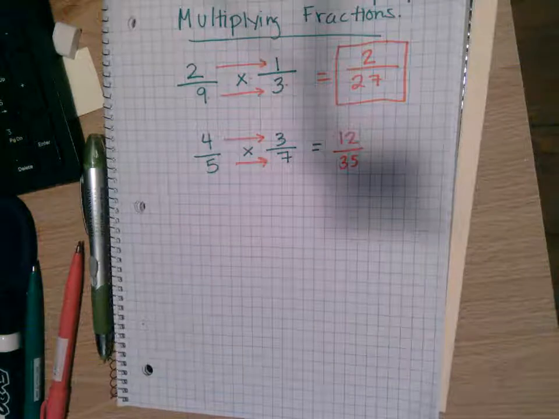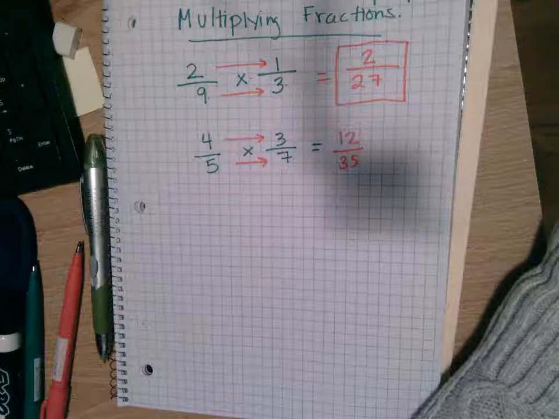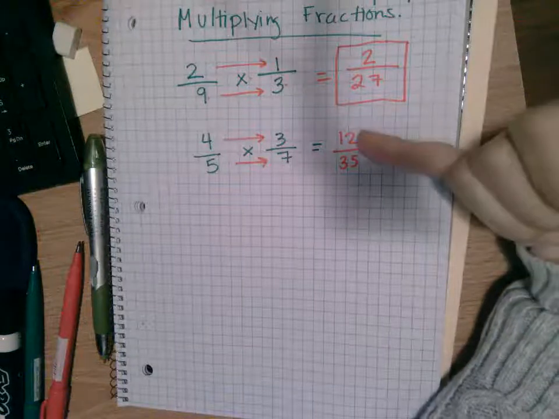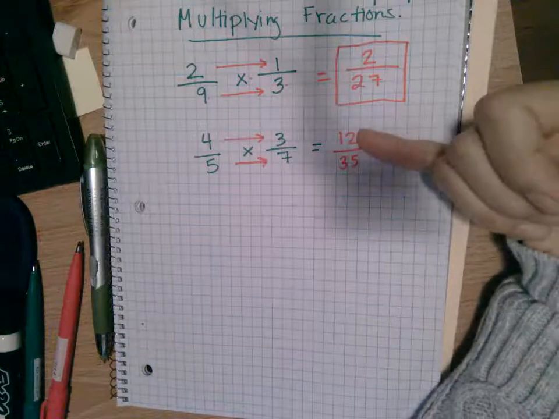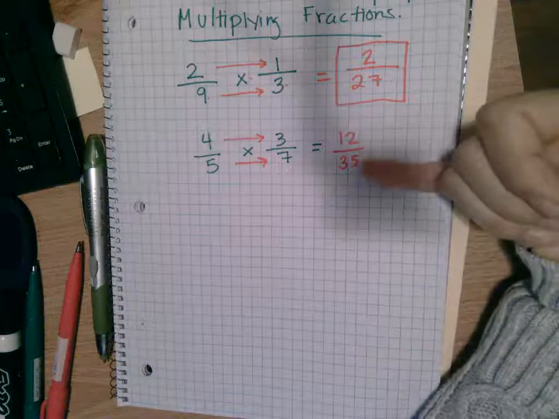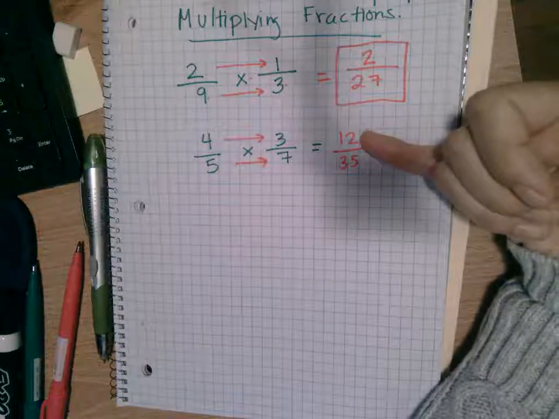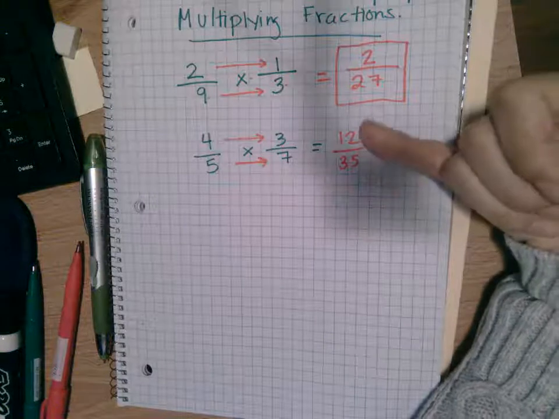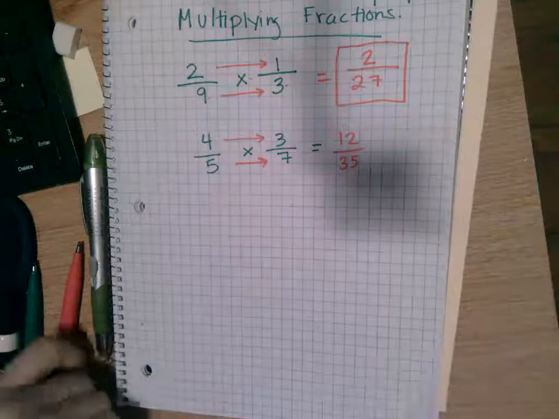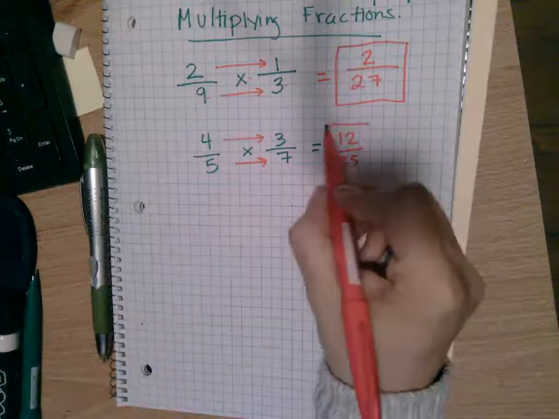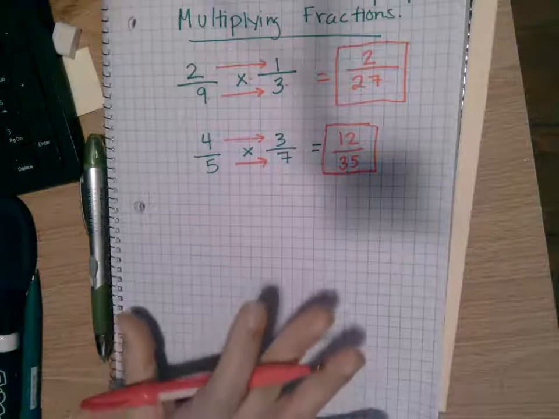Looks good. Now you ask yourself, is there something I can divide 12 and 35 by? I can divide 12 by 2, but I can't divide 35 by 2. I can divide 12 by 3, but can I divide 35 by 3? Nope. 12, I can divide by 4, but that doesn't work. 12, 6, nope. So basically, this is our answer. You cannot simplify it. You're done. So, any questions on this? Are we okay?